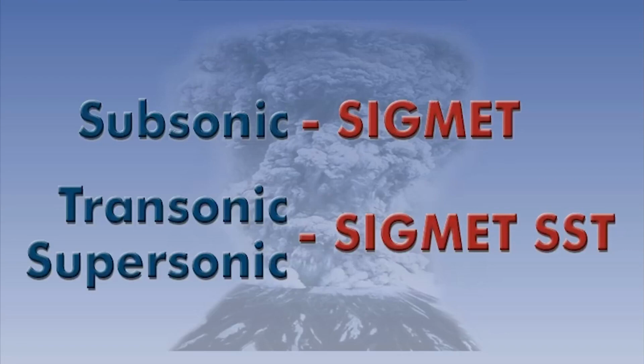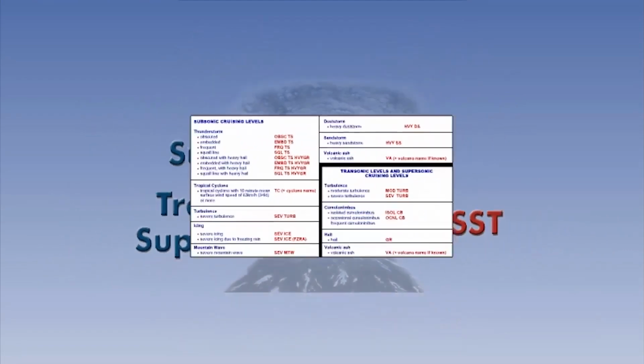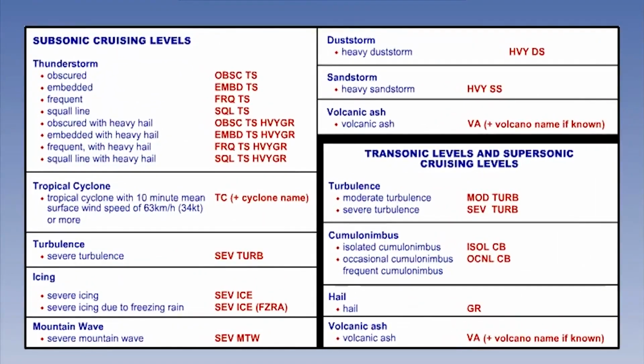SIGMETs are written in a very structured way, using a lot of abbreviated plain language. Many of these abbreviations you'll have seen before when we looked at the low-level significant weather charts, but a few may be new to you. The full list is displayed here, and you may want to spend a few minutes looking through it.